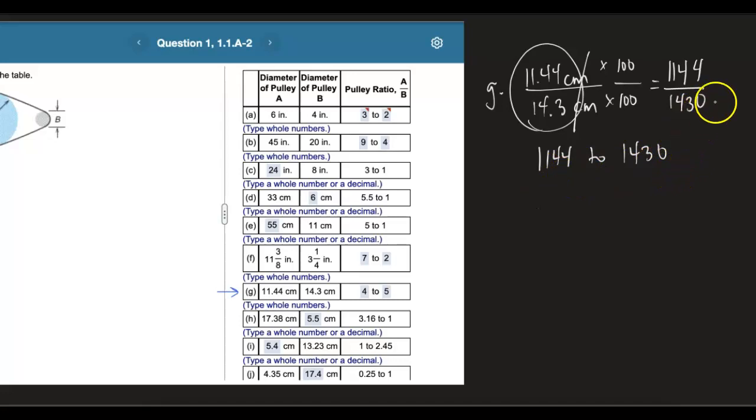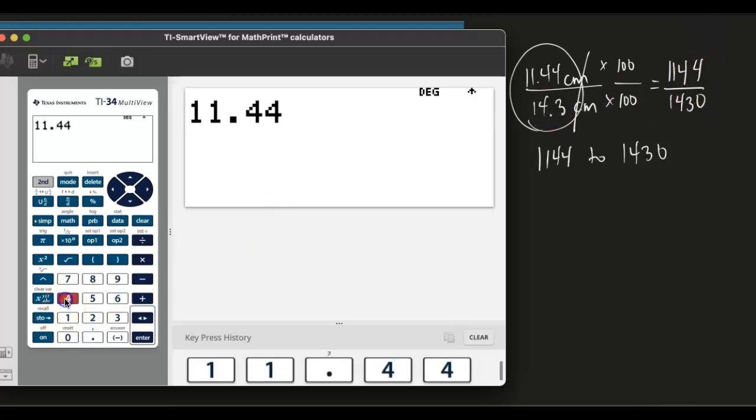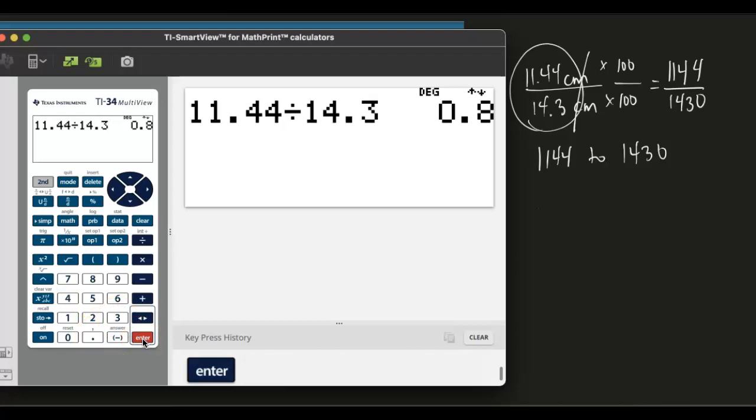So this is probably where you're going to want to pick up your calculator because I really don't desire to divide that by hand. And I could choose either or. I could either divide the first ratio the way I have it written or the second one. I'm just going to go with the first one and then divide by 14.3. And notice that we get a decimal. Well, we don't want a decimal. We want a fraction that we can say this is the ratio of diameter of pulley A to pulley B.